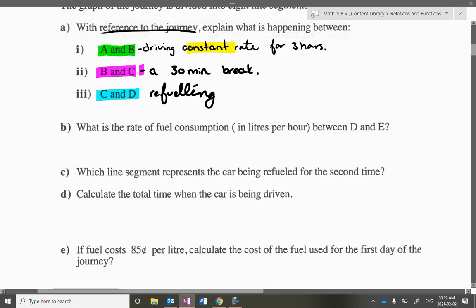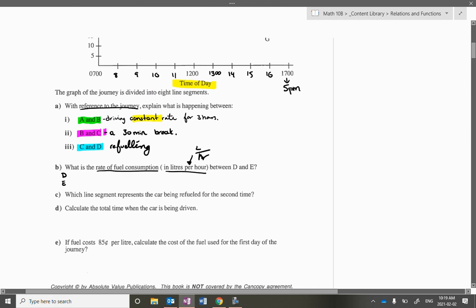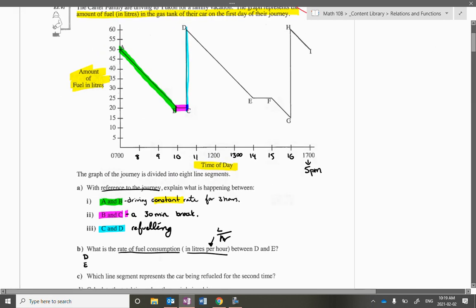So what is the rate of fuel consumption in liters per hour? Whenever you see per, that's division. So we just really want liters divided by hours between D and E. So let's start off by finding points D and E on our graph. Point D right here is at 1030 and 60 liters. Point E would be at 1330 and is that 25? 25 liters, does that look right, guys?